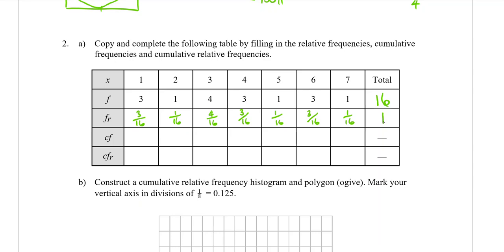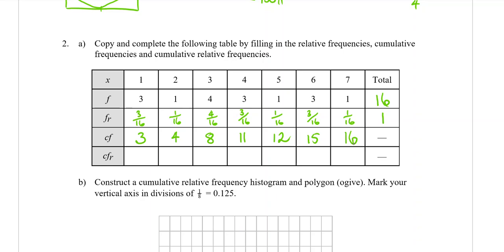That is talking about this frequency row. I'm adding those as we go. So 3 is my first number. I add on the 1 to get 4. Add on the next 4 to get 8. Add on 3 to get 11. Add on 1 to get 12. Add on 3 is 15. And add on 1 is 16, which makes sense. There was 16 in my sum when I added those up. So when I do cumulative frequency, I should also be getting 16 at the end there as well.